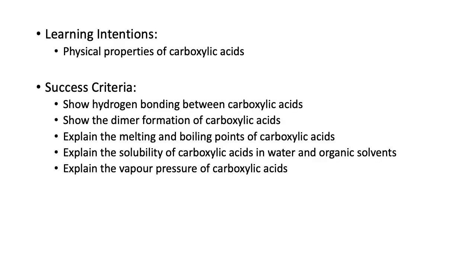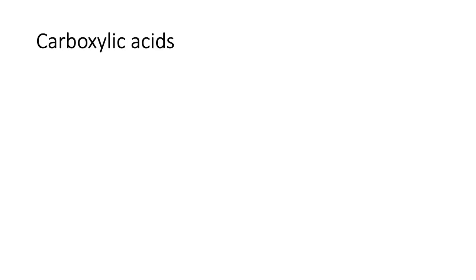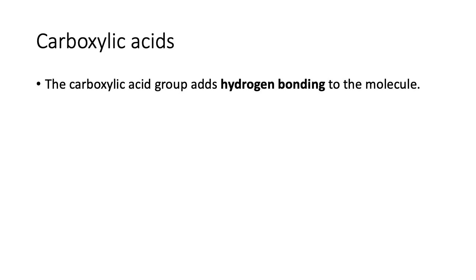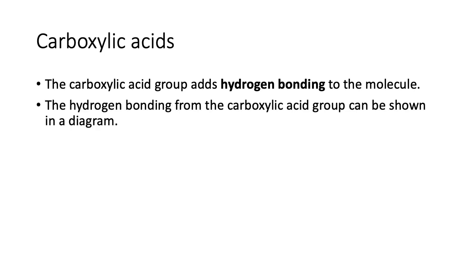Okay, so physical properties of carboxylic acids. Again, we're doing melting and boiling point, solubility, and vapor pressure. These are all things we're always going to talk about in terms of physical properties. Okay, let's get started. So, carboxylic acid groups add hydrogen bonding to the molecule. The hydrogen bonding between carboxylic acids can be shown in this diagram that I'm about to draw.